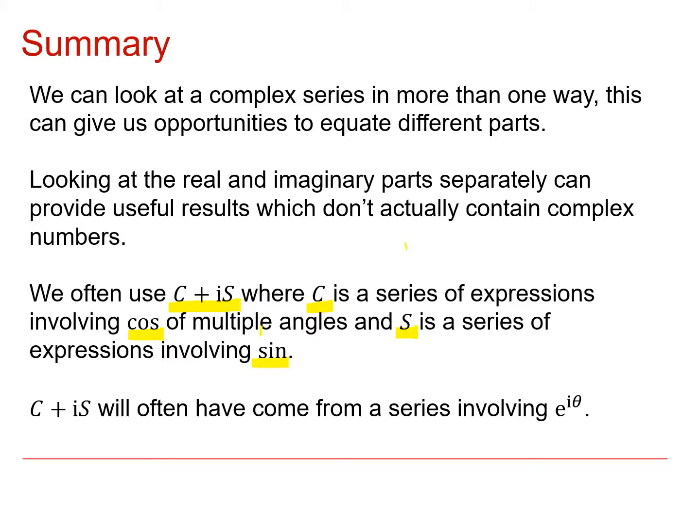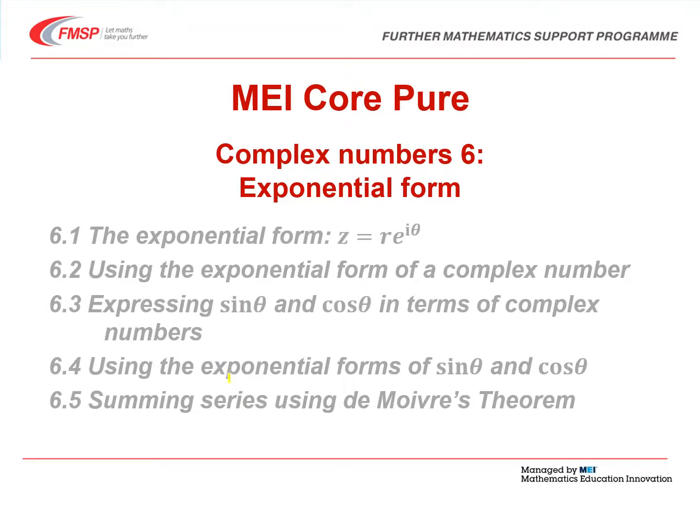C plus IS may actually be given to you in the context of the question, and it often comes from a series involving e to the I theta. That was the final video in this section, complex number 6, exponential form.